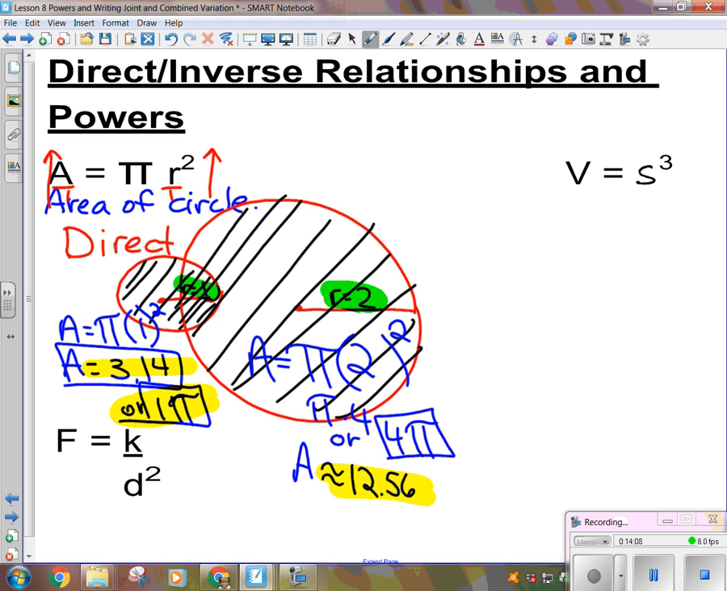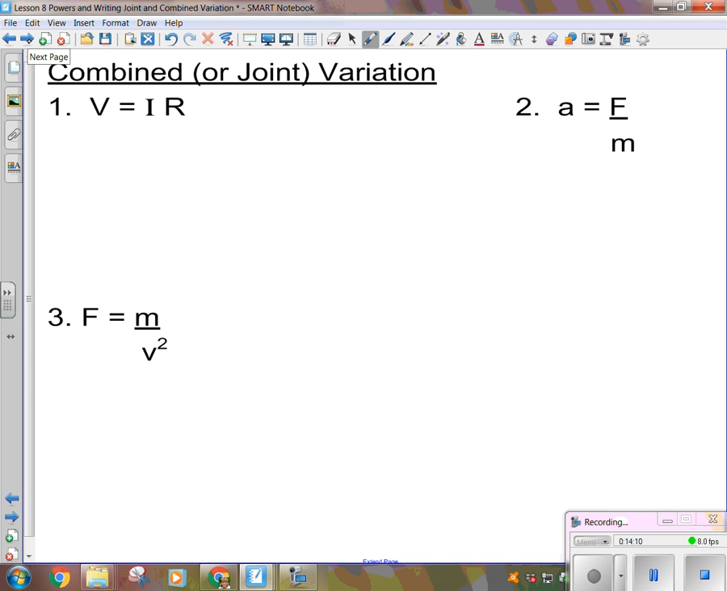Okay. I'd like you to go with me to the next one where it says combined or joint variation. It's going to be short. For the first time, we're going to talk about equations that might have 2 or more variables, or actually more than 2. Is anybody familiar with the volume of a box being length times width times height? In other words, I don't even have a number, but I have 4 different variables.